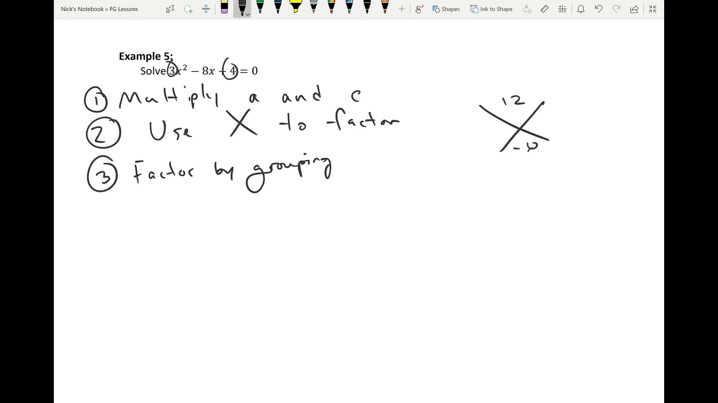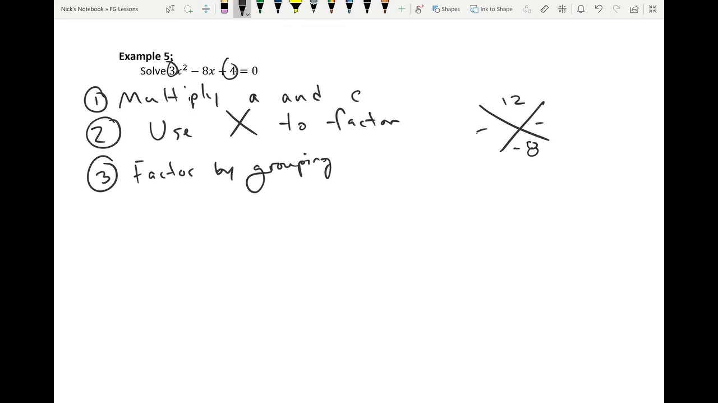And our middle number is negative 8. Now, what are two numbers that multiply to a positive 12 but add to get a negative 8? Something interesting is happening here. Since this 8 is negative and this 12 is positive, we know that since the 12 is positive, both of our numbers have to be the same sign. That tells us both have to be negative because our 8 is negative. Two negatives, when you add them together, get even more negative.